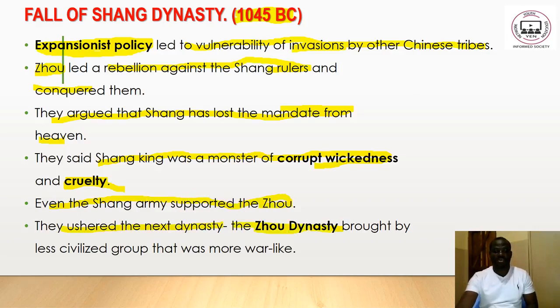And this Zhou dynasty was brought by a less civilized group that was more warlike. Although these Zhou people claimed that the mandate of heaven had left the Shang, they themselves were just a warlike people. So they were less civilized. Although they defeated the Shang, they themselves were again just warlike.